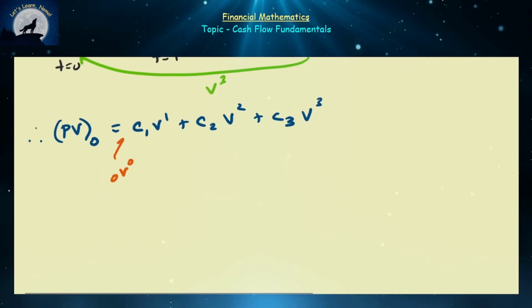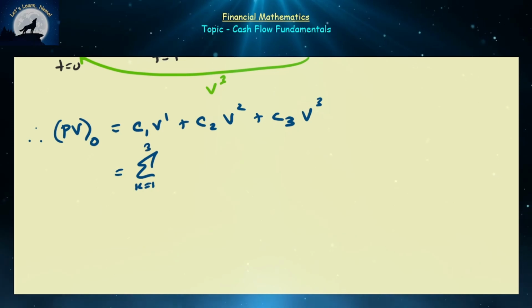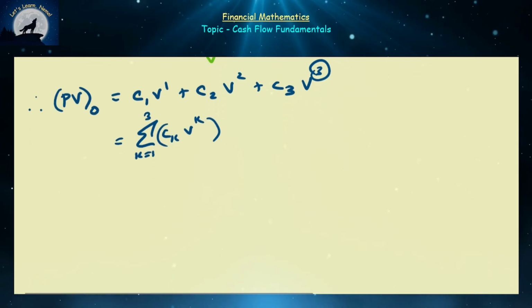So writing this particular expression in summation notation form, we can write this as what? That's going to be equal to the sum from k equal to 1 to 3, if we're only going up to 3, of ck times nu to the power of k. So the formulaic structure is a little bit nicer compared to the future value.